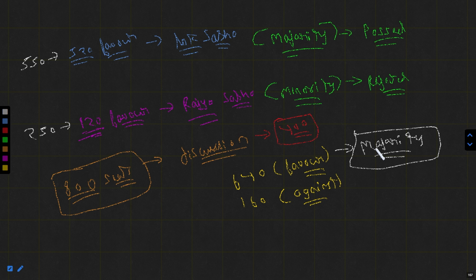All right. Irrespective of the majority or minority in Lok Sabha or Rajya Sabha, if at the joint sitting the bill gets the majority, then the bill would be passed. Okay. So this is the thing. I hope the example is very understandable for you.